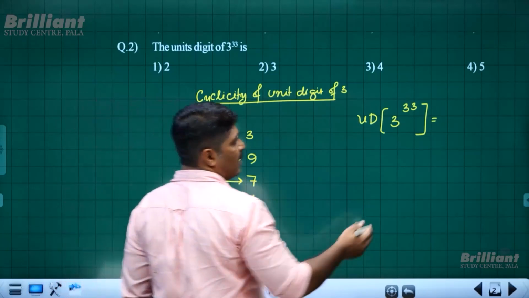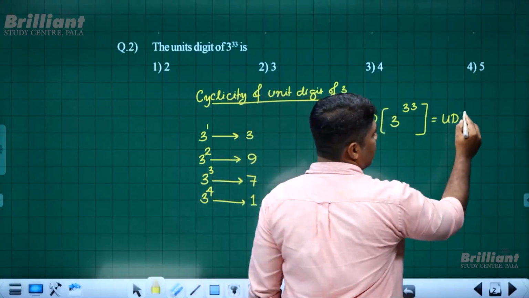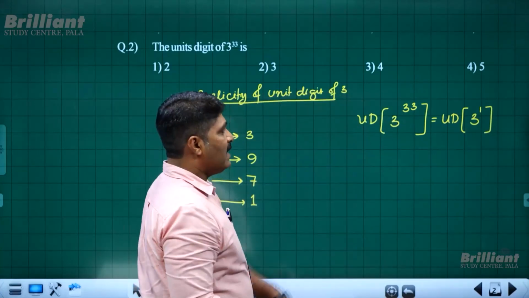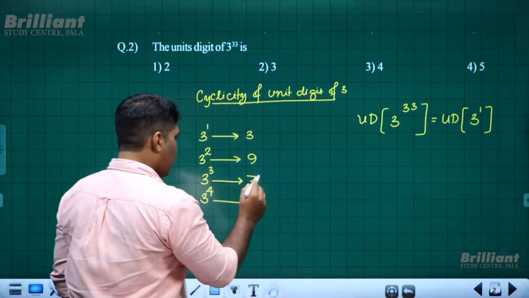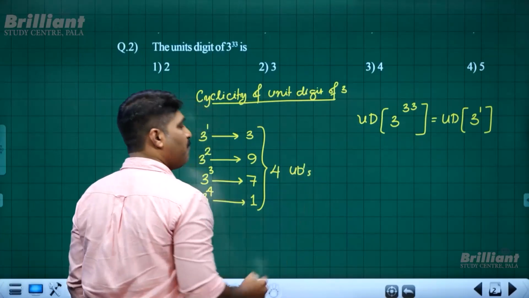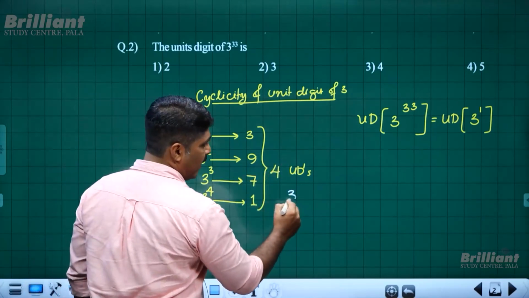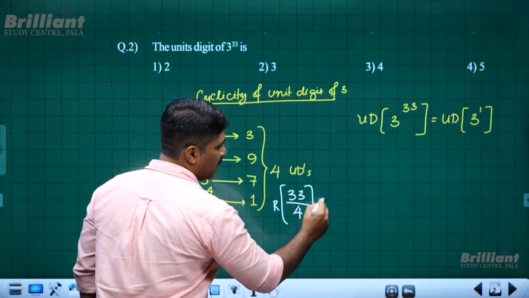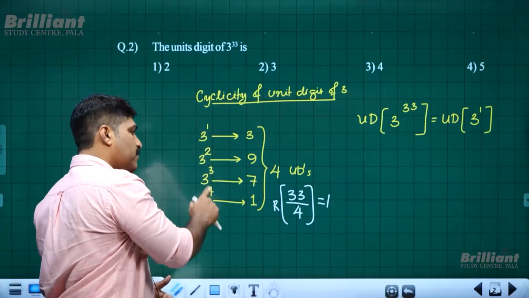So while we are counting the numbers like this, this 33 will end here. The unit digit of 3 raised to 33 is the same as the unit digit of 3 raised to 1. Why? Because here we have 4 unit digits. When we divide that exponent by 4, the remainder is 1. So if we start counting, it's repeatedly 1, 2, 3, 4, etc.